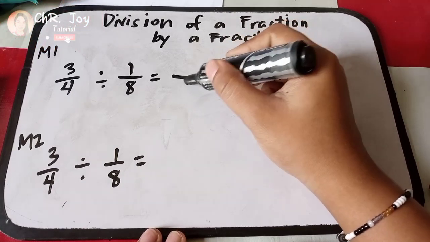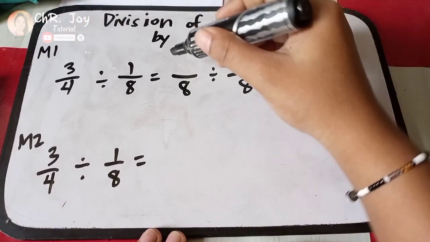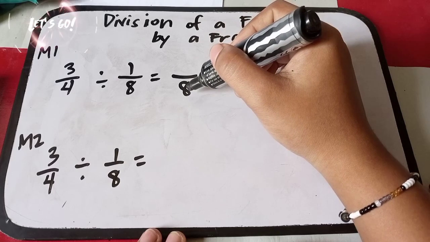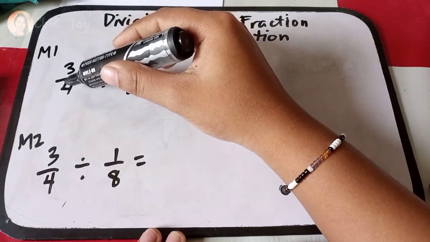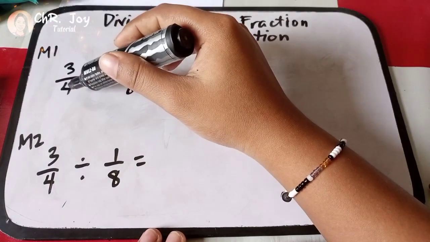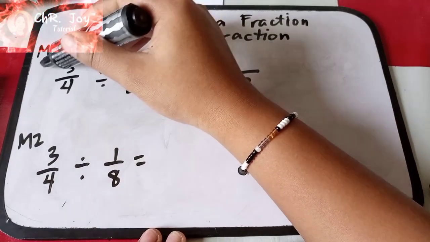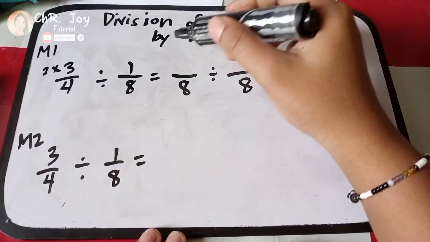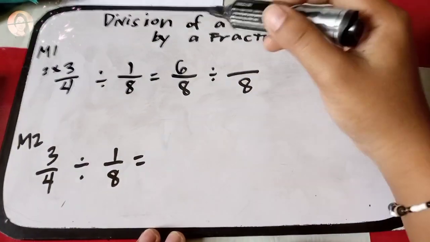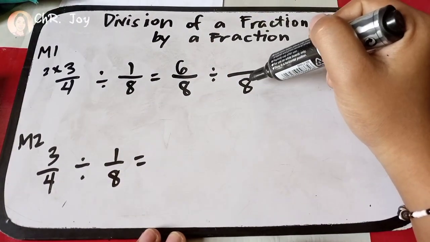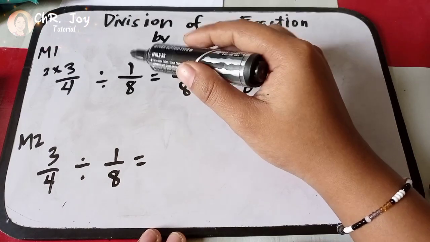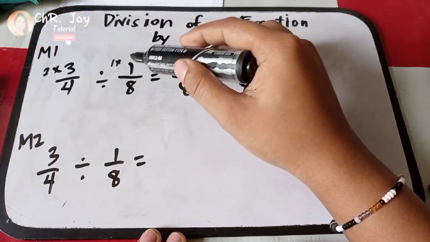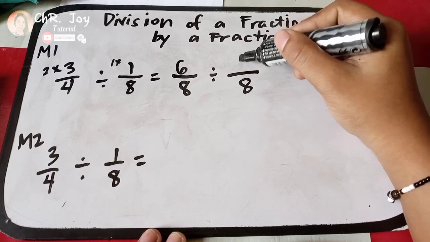So we have 8. Now to get the numerator, we're going to divide 8 by 4. So 8 divided by 4 is equal to 2. And we're going to multiply the numerator, so 2 times 3 is equal to 6. And now the second one, 8 divided by 8 is equal to 1, and 1 times 1 is equal to 1.